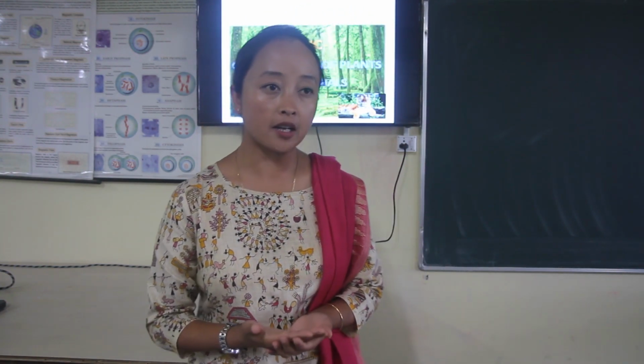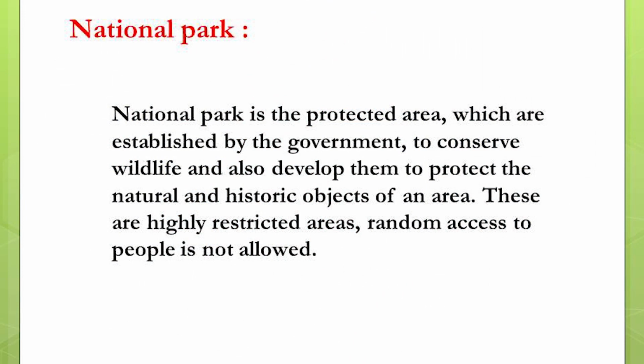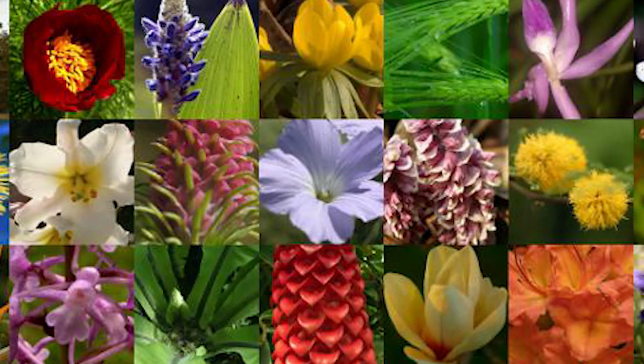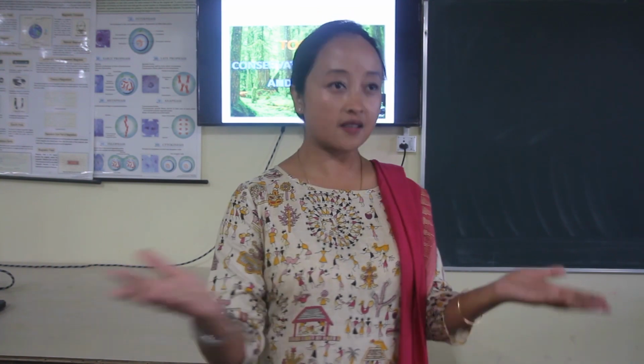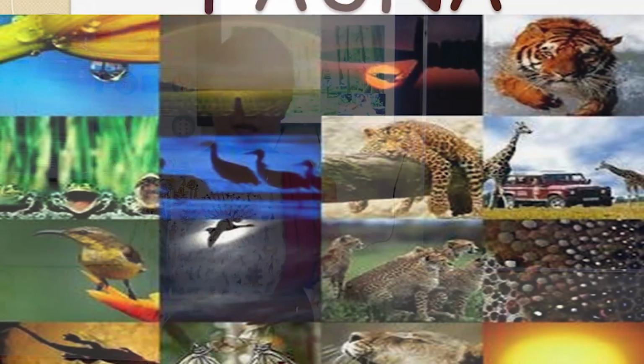And in the end, now let us discuss National Park. Now, National Park is the protected area which is established by the government to conserve wildlife and also develop them. Now, what does it preserve? It preserves flora and fauna and also the historic objects present in it. We just came across two new terms, flora and fauna. Flora constitutes the plants, the flowers that you can see around you, the trees that you can see in the forest. They all constitute our flora. And fauna means the animals.